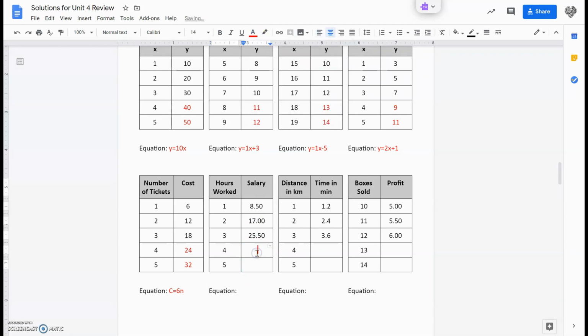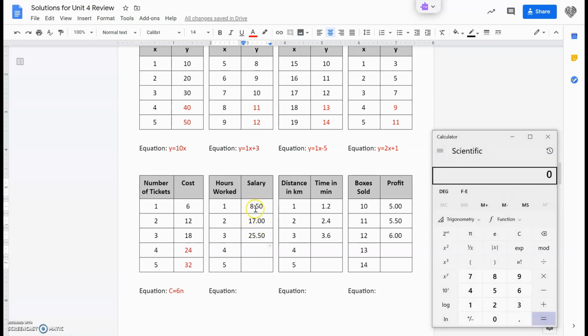So 1 hour worked is $8.50. 2 hours worked is $17. 3 hours worked is $25.50. So this one you may have to use a calculator. If you're wondering how to use a calculator to figure out what you're going up by, I can look at $8.50 and $17 and say $17, take away $8.50, and there's a difference of 8.5. So I've added 8.5, and then I can just check, do the next one. So I can say $25.50.